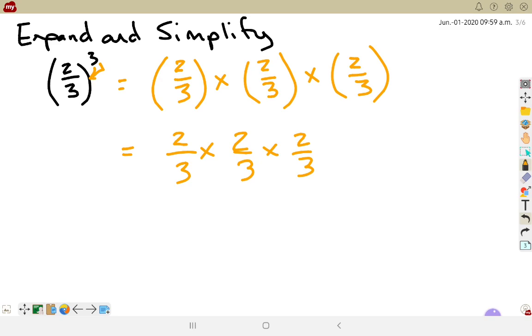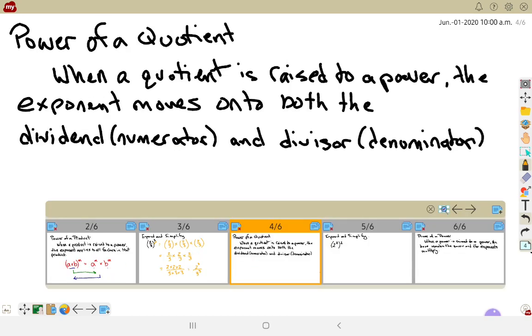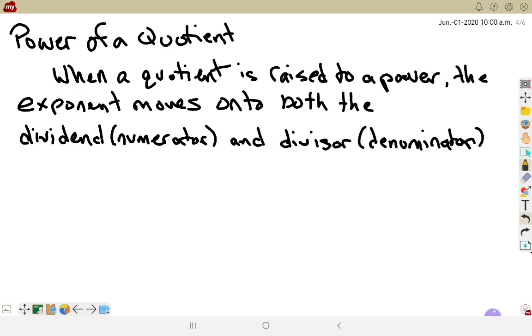There's no cross-reducing we can do, so my numerator is going to end up becoming 2 times 2 times 2, and my denominator would become 3 times 3 times 3. Another way of writing that is 2 with an exponent of 3 over 3 with an exponent of 3. Just like before with our product, where the exponent jumped onto both factors in the product, our exponent is jumping onto both the numerator and denominator in our division. We do need to keep in mind that we are looking at a quotient, which means a division statement.